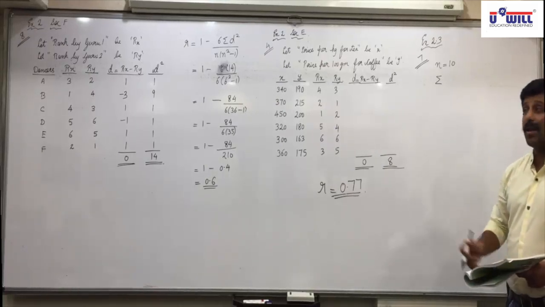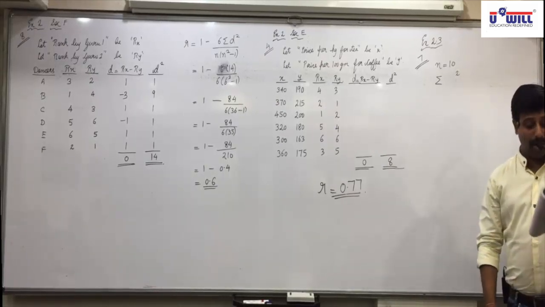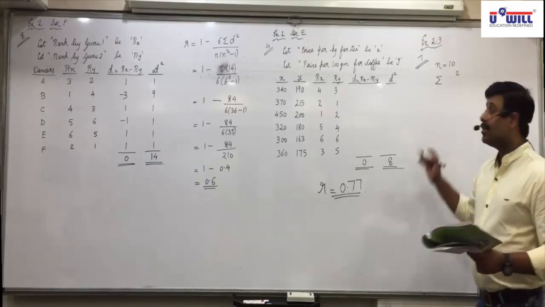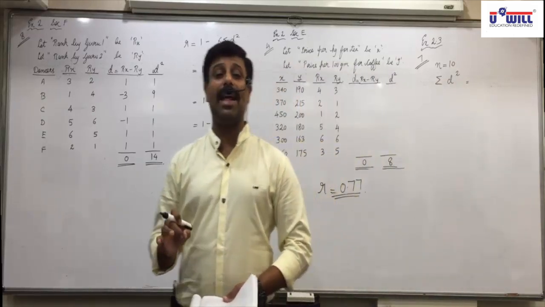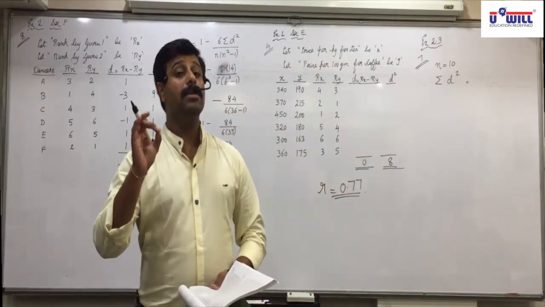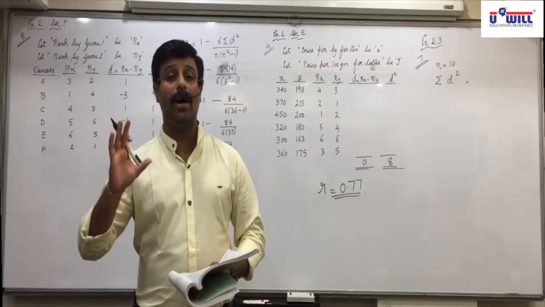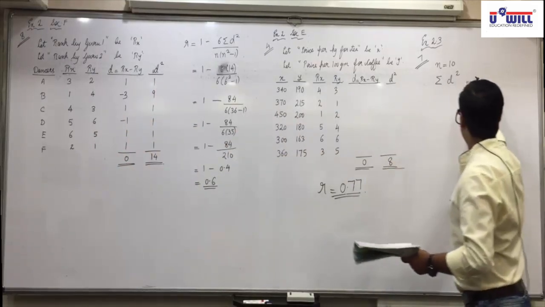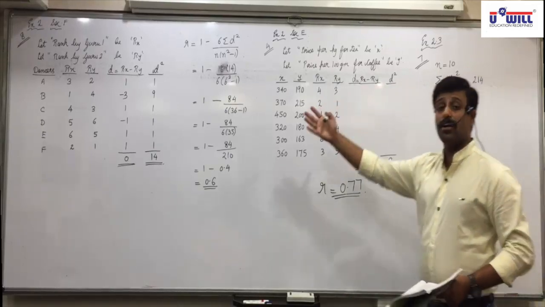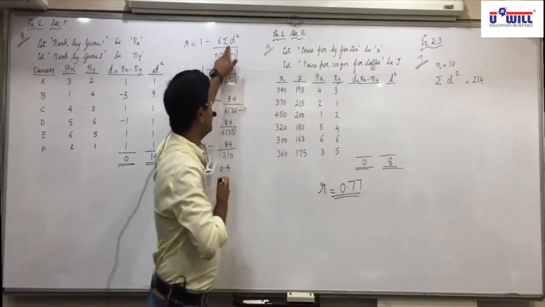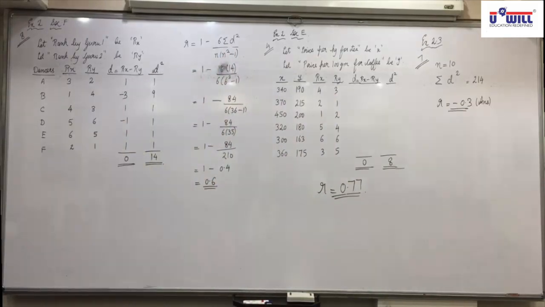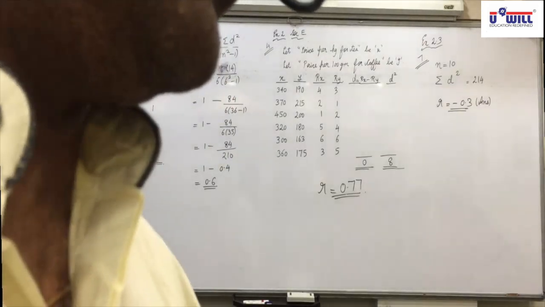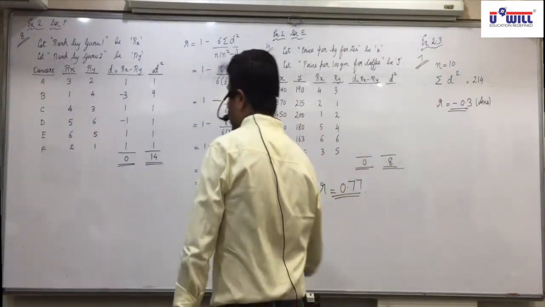Sum means sigma, square means square. And what do you mean by differences in the ranks? D. So sum of squares of differences in the ranks means what? Sigma d square. Any doubts in that? That is given as 214. So can you directly apply the formula or not? What will you put in sigma d square? 214. In place of n? 10. Solve it on your own. So minus 0.3 means what will you write? Low degree of negative correlation.